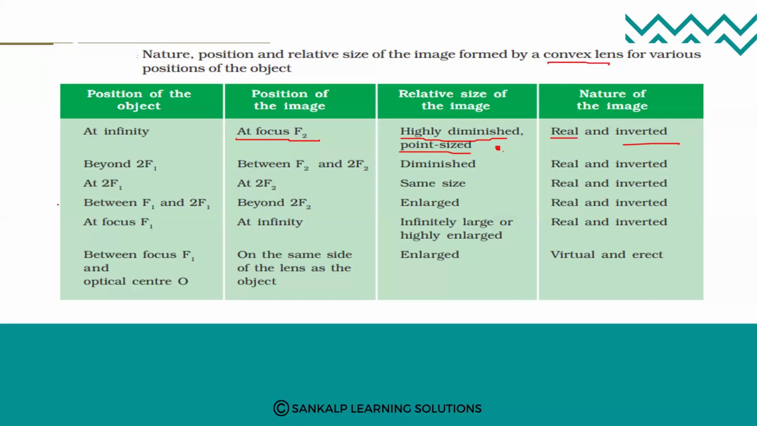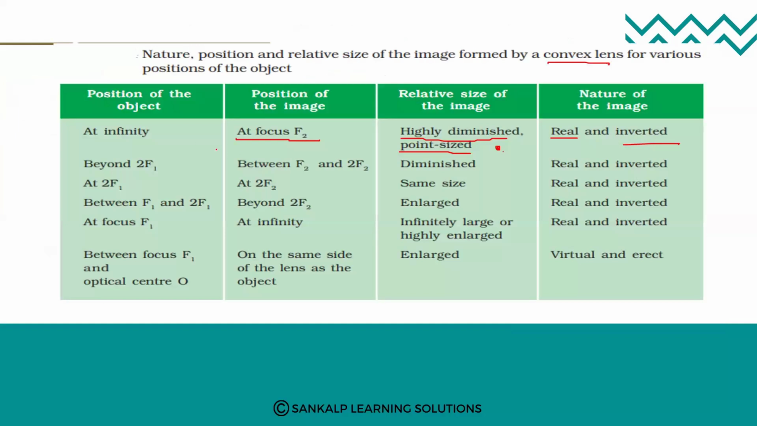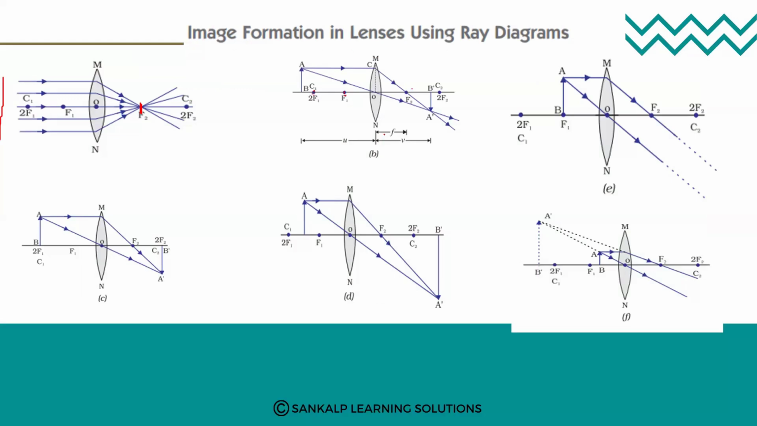Now, we are placing our object beyond 2f1. Here f1 means focus. And here we don't take center of curvature C, we take f1, 2f1, f2, 2f2. We are placing the object beyond 2f1, right? Beyond 2f1 means the position of the image will be between f2 and 2f2.